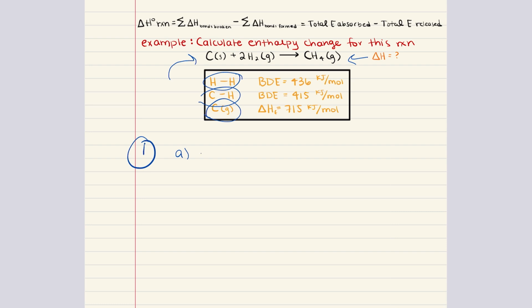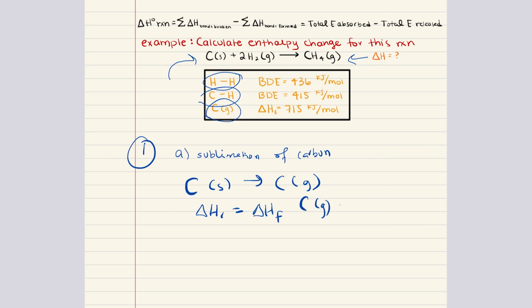The first one is going to be the sublimation of carbon. This step involves converting solid carbon to gaseous carbon, and the enthalpy change for this step is the enthalpy of formation of gaseous carbon. So we're going to write that down so that we remember, and that is something we're given in the problem itself. This is equal to 715 kilojoules per mole.